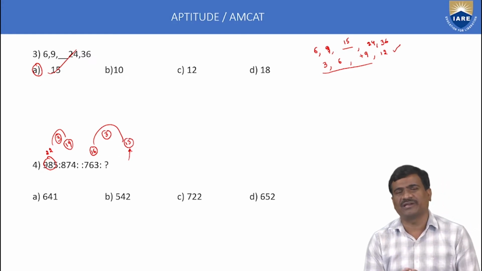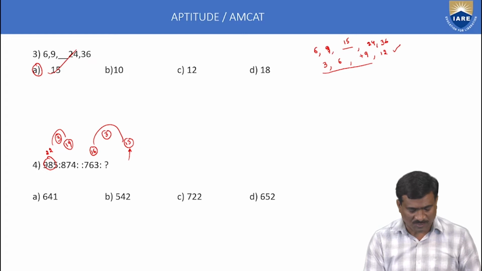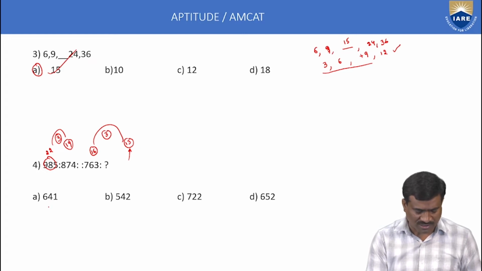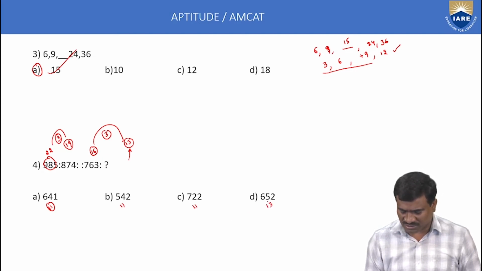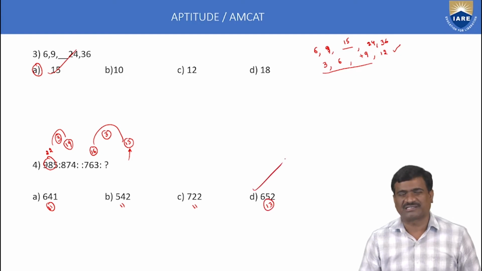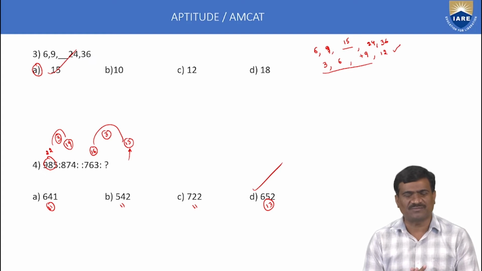That option only is correct. But option A: 6 plus 4 plus 1 is 11. 5 plus 4 plus 2 is 11. 7 plus 2 plus 2 is 11. 6 plus 5 plus 2 is 13. This option only is correct. This is about the analogy concept.